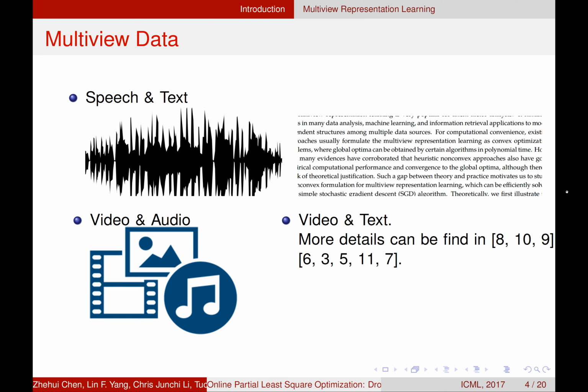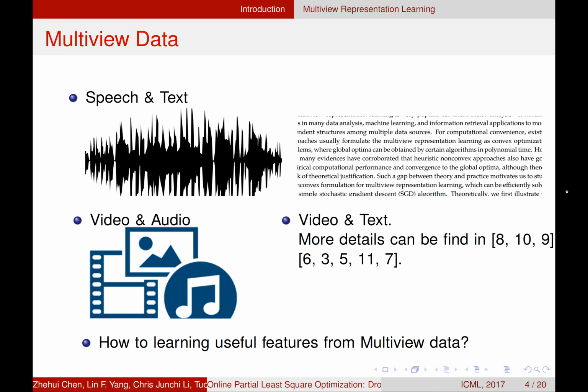However, the question is as follows. How do we learn useful features from multi-view data? Even though you have the multi-view data, how will you use it to learn the features?